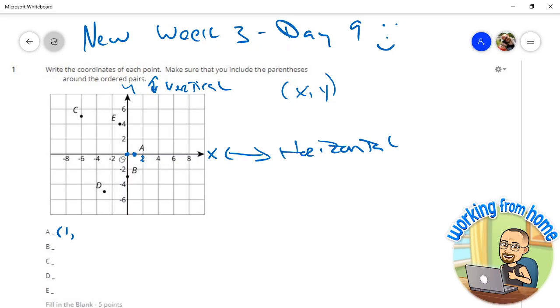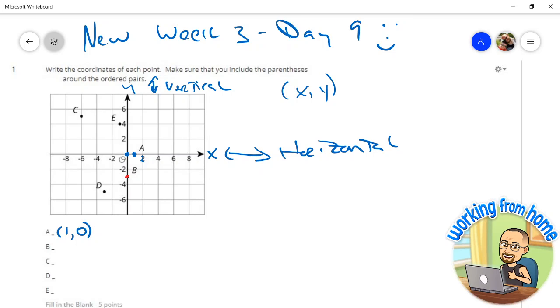Okay? And it's going to be 0 because it's physically on the line. So there's no vertical. It's at the 0 of the vertical axis. 1 on the horizontal, 0 on the vertical. Okay? So let's go to B. Change colors.